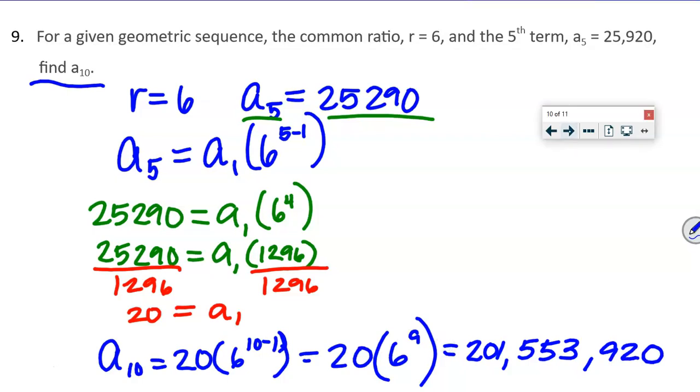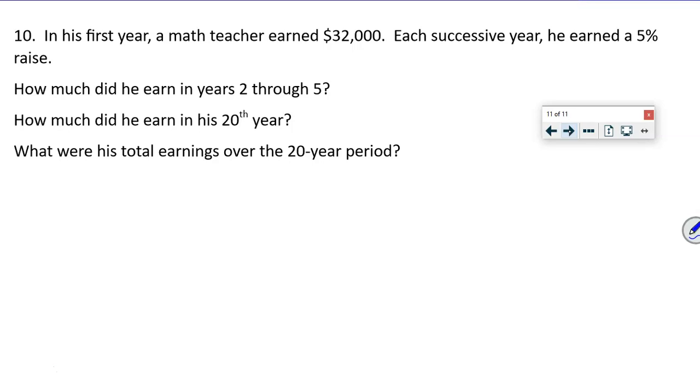All right, our last problem says in his first year, a math teacher earned $32,000. In each successive year, he earned a 5% raise. So our a1 is going to be what? 32,000, right? Then our ratio, most of y'all are probably thinking that the ratio is going to be 5.05, but it's not. It's going to be 1.05, because otherwise we're going to have to add the 5% to the 32,000 every time. So what we want to do is make it 1.05.